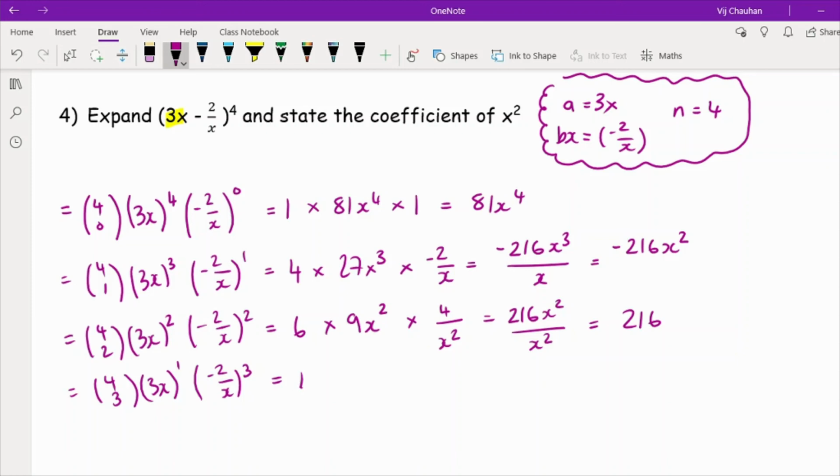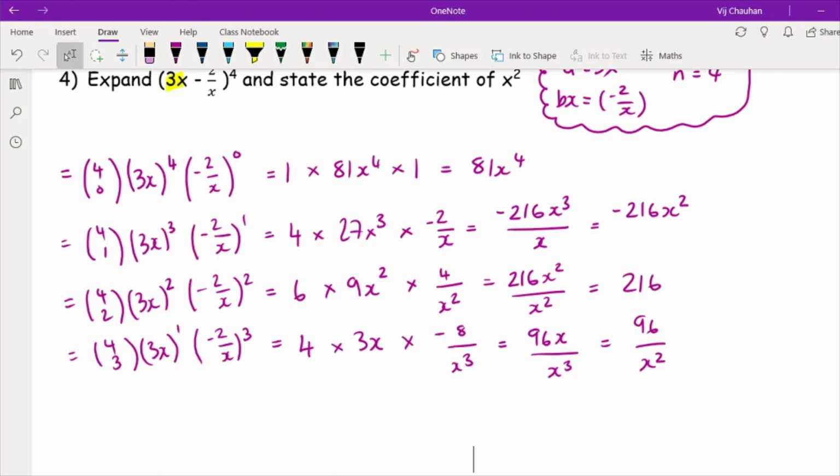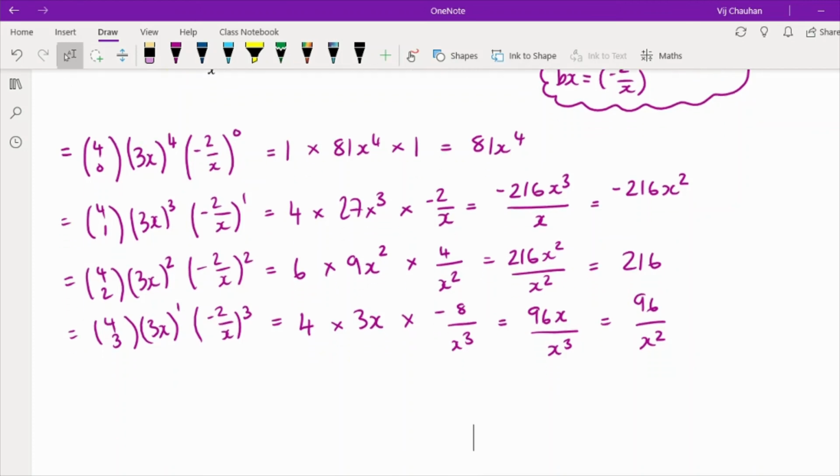So moving on from this, 4 NCR 3 gives me 4 times 3x times minus 8 over x cubed, which then gives me 4 times 3 times 8, which gives me 96. So that's going to be minus 96x over x cubed, in which then the x's cancel, leaving me with minus 96 over x squared.